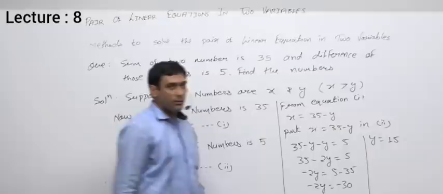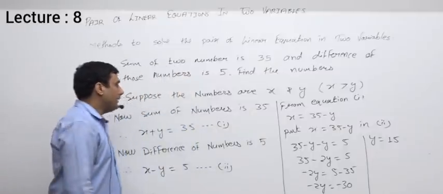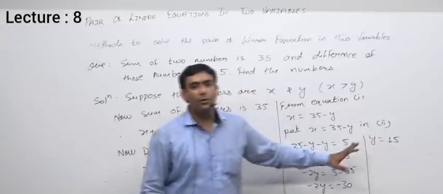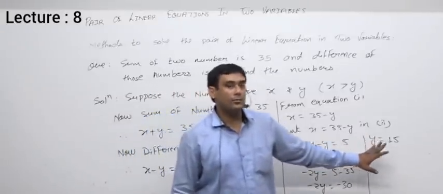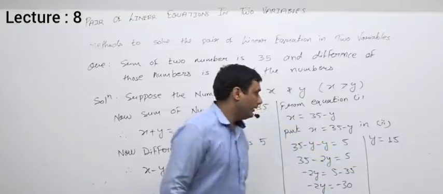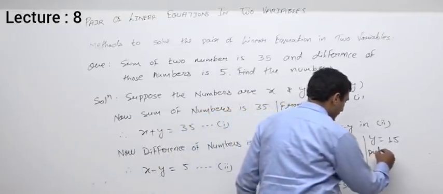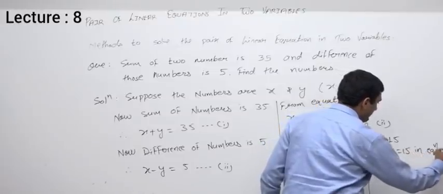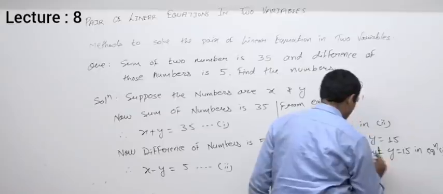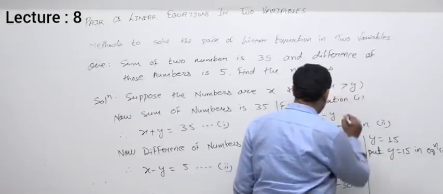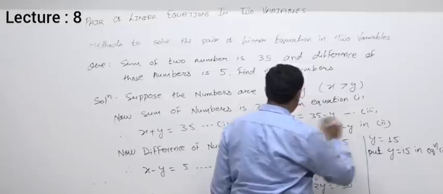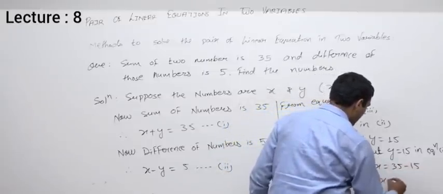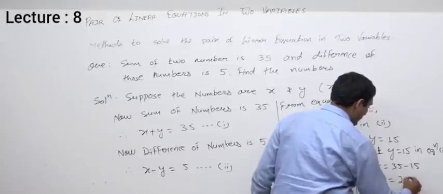So one number is 15. Now we'll find the second number. The sum is 35, so we can do it orally, but you won't get the marks for solving it orally. You have to write it. So put y equal to 15 in equation number 3. This was equation number 3, I will name it 3. So x is equal to 35 minus 15. Therefore x is equal to 20.